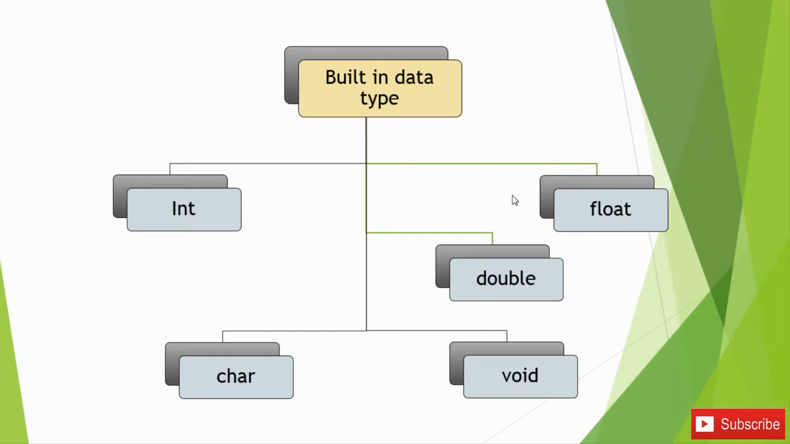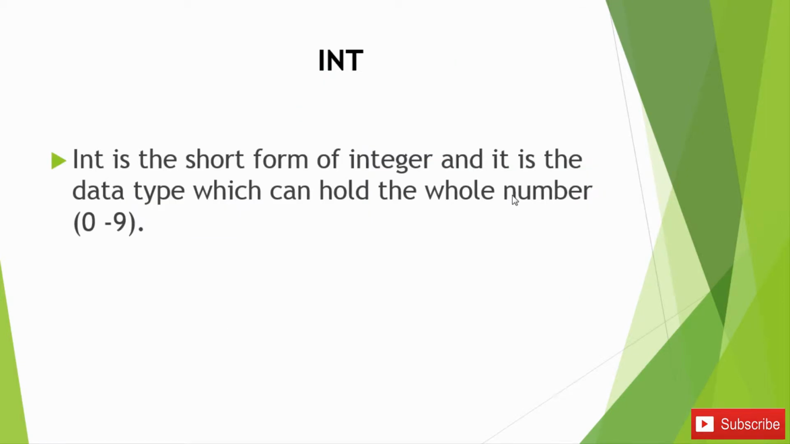But for now we will discuss only the built-in data types. We will discuss the other two when we reach that level. So what is a built-in data type? Built-in data types are also known as predefined data types and can be used directly by the user to declare variables. Now int. Int is the short form of integer and it is the data type which can hold whole numbers.